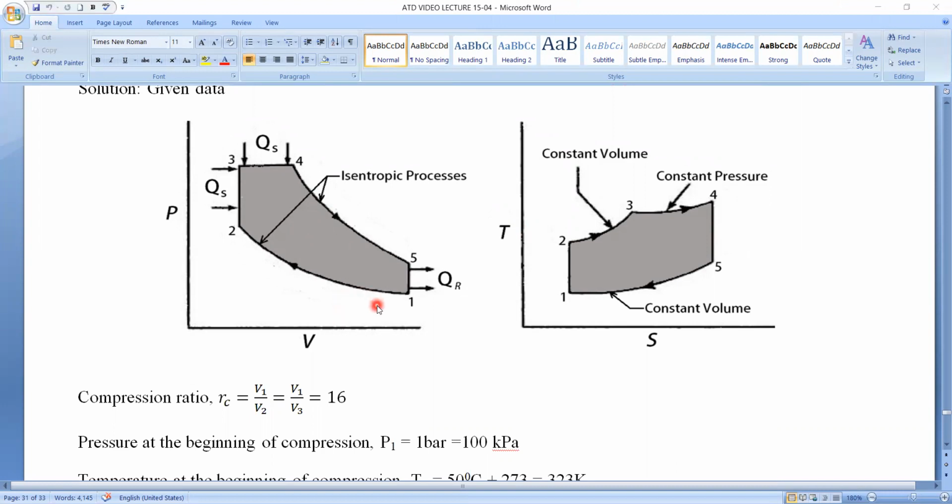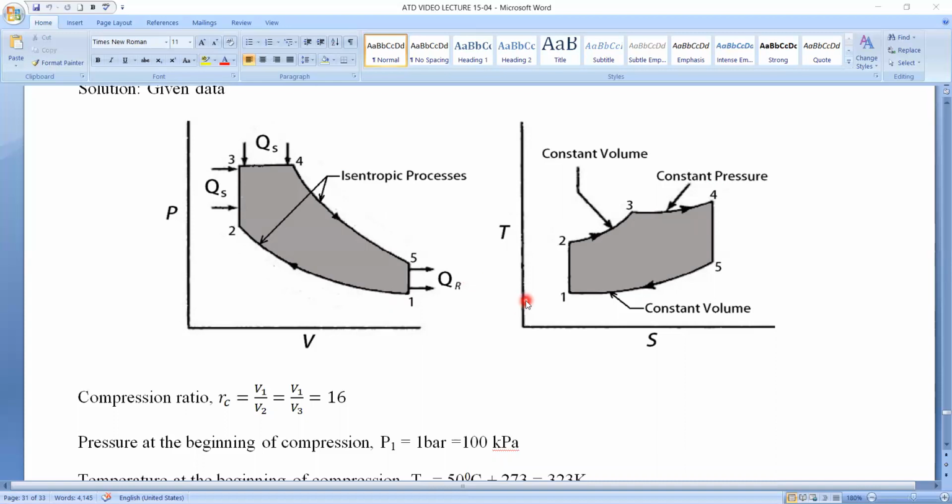We know that the dual cycle, or semi-diesel cycle, or limited pressure cycle, or mixed cycle, consists of 5 processes, namely 2 adiabatic processes, 2 constant volume processes, and 1 constant pressure process. So 1 to 2 is adiabatic compression, 2 to 3 is constant volume heat addition, 3 to 4 is constant pressure heat addition, 4 to 5 is adiabatic expansion, and 5 to 1 is constant volume heat rejection.